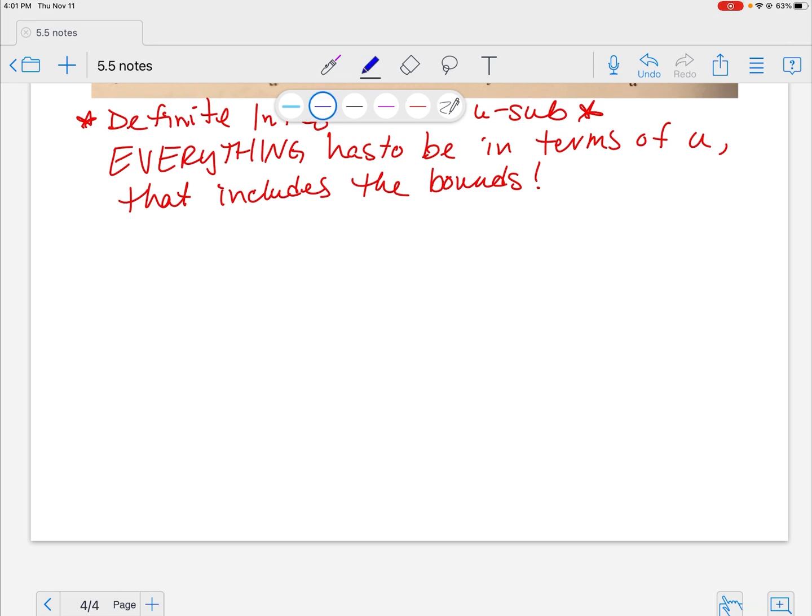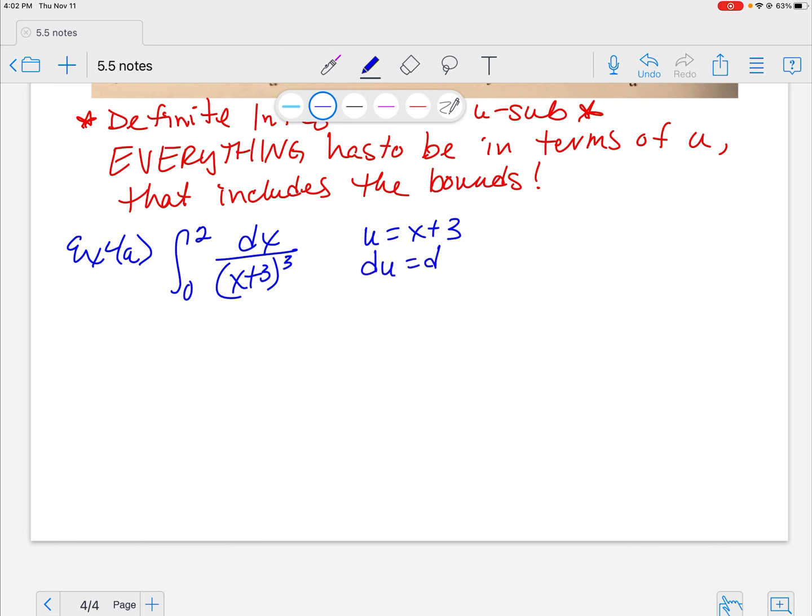Okay, so let's try this one on. Here's example 4a. I'm integrating from 0 to 2 of dx over (x plus 3) cubed. All right? So what's my inside function? The x plus 3, right? So u here is x plus 3. du, the derivative of that, is just going to be dx. So here I have my bounds over here. I'm going to make this u, and I'm going to bring it to the top with that negative 3. And du, right? The dx becomes du.